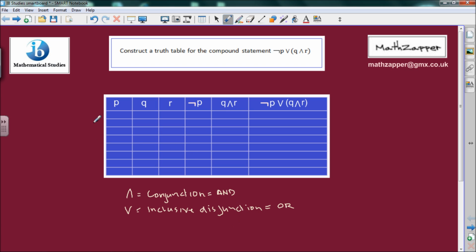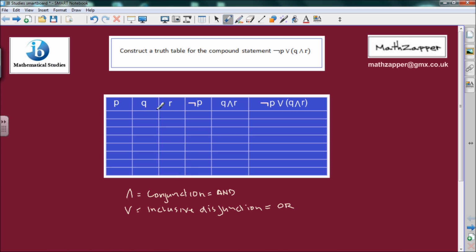Okay, in the table we've got all the letters that we need. The letters in the problem are P, Q and R, so we need those as they are. But there's also the negation of P, and we've got the conjunction of Q and R, so we'll need that. And then there's the final thing that we have to work out, which is the negation of P with the inclusive disjunction bracket Q conjunction R bracket.